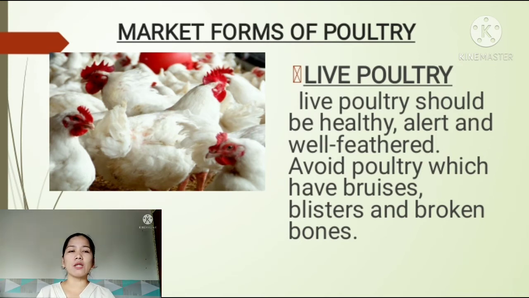So, kapag bibili kayo ng buhay na manok, dapat ito ay healthy, alert, and well-feathered. Yung talagang masigla at malusog. Iwasan ang pagbili ng mga poultry na may mga sugat o di kaya ay may mga bali-bali ng buto. Dapat ito ay healthy and alert and well feathered.